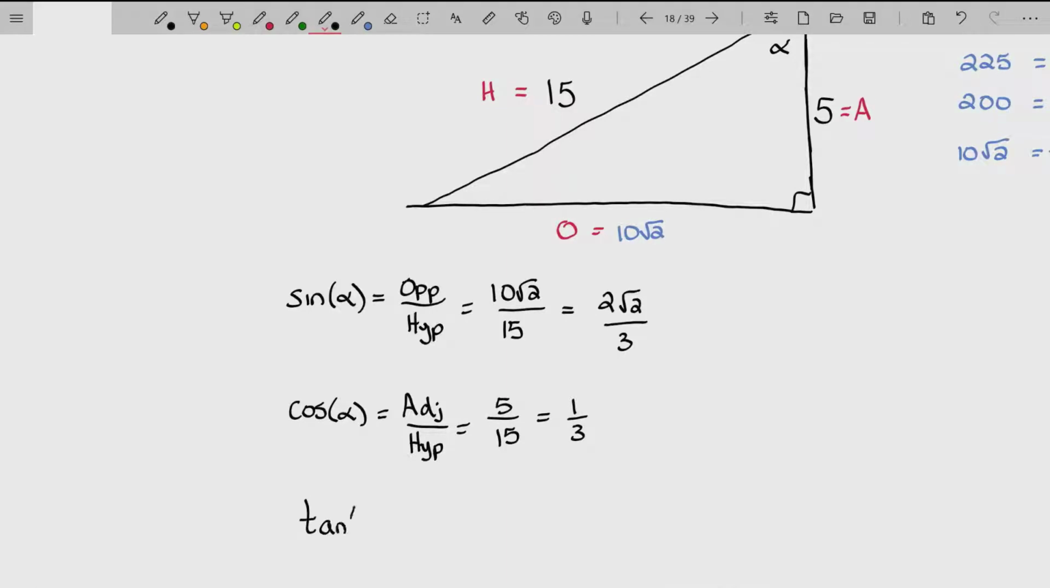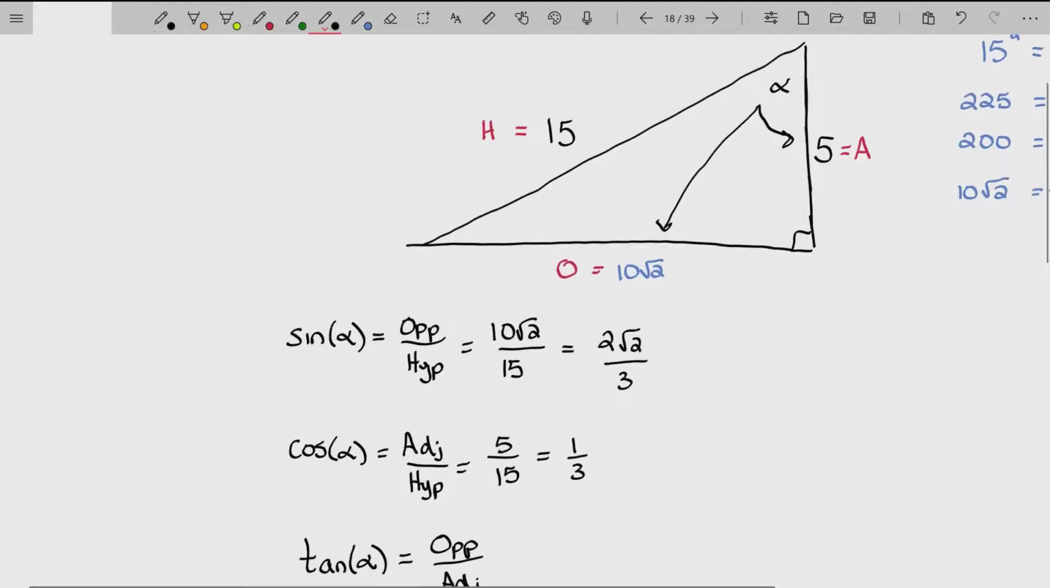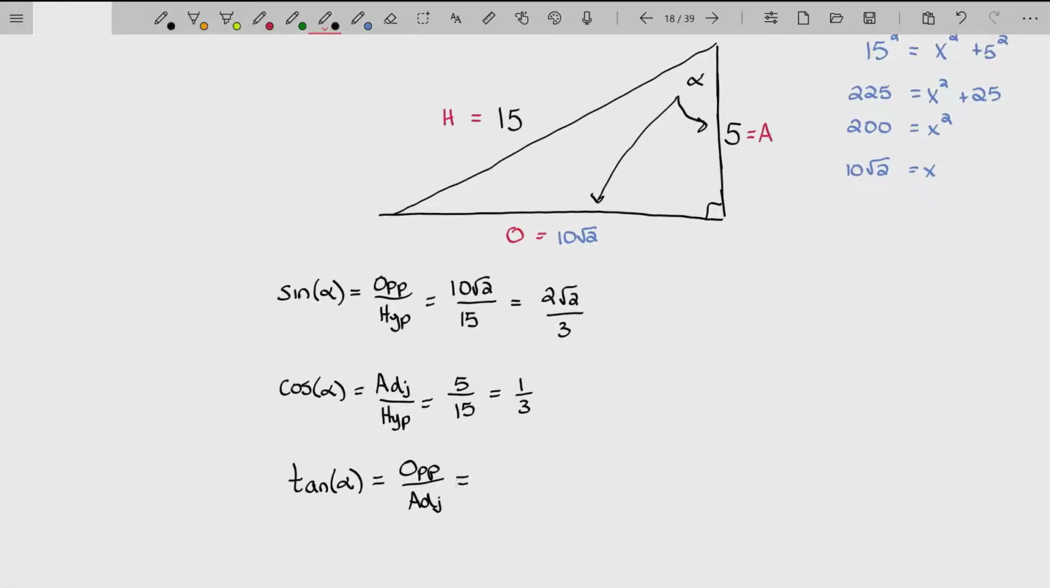Tangent of alpha. That is opposite over adjacent. Let me write that in. Opposite over adjacent. The opposite of alpha is 10 root 2. The adjacent is 5. So 10 root 2 divided by 5. 10 times the square root of 2 divided by 5. So it's just 2 root 2.